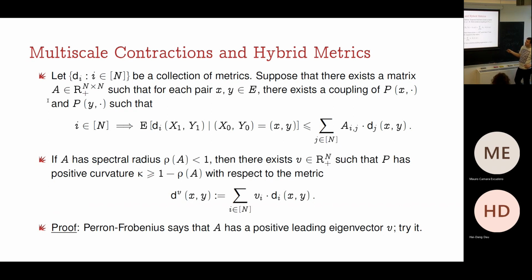So you construct these estimates for all of the i, and then you look at your matrix A. What's true is that if you have a spectral radius which is less than 1, so the operator norm might be bigger than 1, but the largest eigenvalue of A, which will be unique, is strictly less than 1, you can find a vector with non-negative entries such that P has positive curvature with respect to a weighted combination of these metrics. And this is a simple proof if you know a few facts.